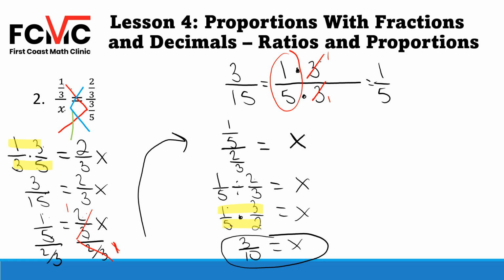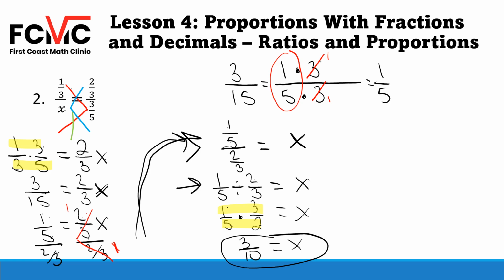2/3 times x, so we got 2/3 x. We had to get that x by itself, so we divided by 2/3 and 2/3. So that took us to here. So we have 1/5 divided by 2/3. Instead of writing it vertically, we wrote it horizontal here.